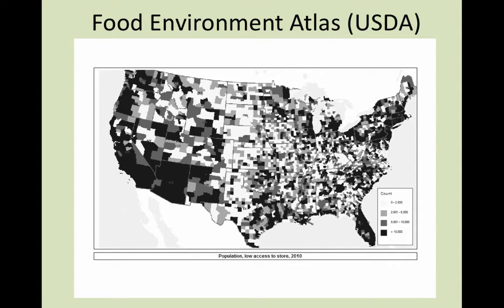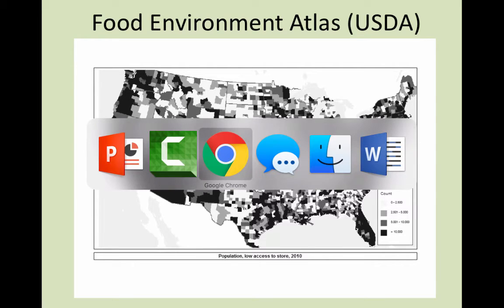So if we take a look at some of the data that we can get from that USDA Food Environment Atlas, this is a map that was generated from that system, and it is a county-by-county breakdown of populations with low access to food stores. So the darker the segment is, the greater population with low access to food stores, and the lighter the segment, the smaller that population. Let's take a look actually directly at that website, USDA Food Environment Atlas.